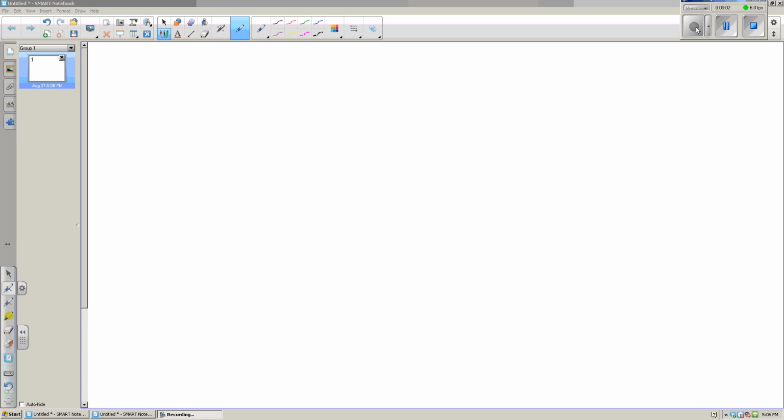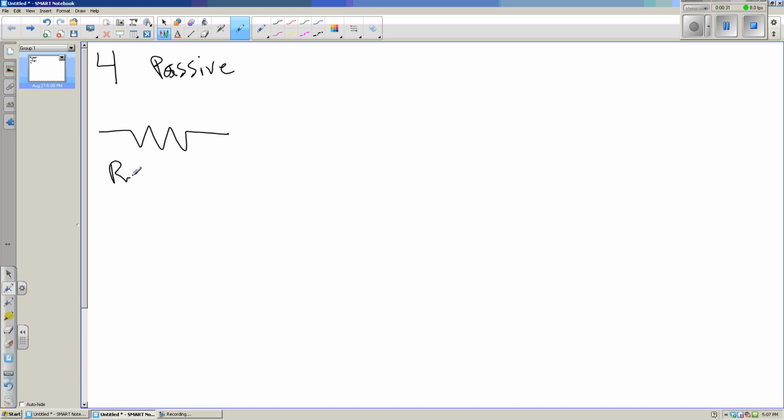Hello. In this video, we'll be discussing passive devices and how to write them on paper, which is called circuit notation. So to start with, we have four passive devices. A passive device is an element that does not add any energy into the system. The first one, the one we'll be using the most, is the resistor. It's just a bunch of squiggly lines.